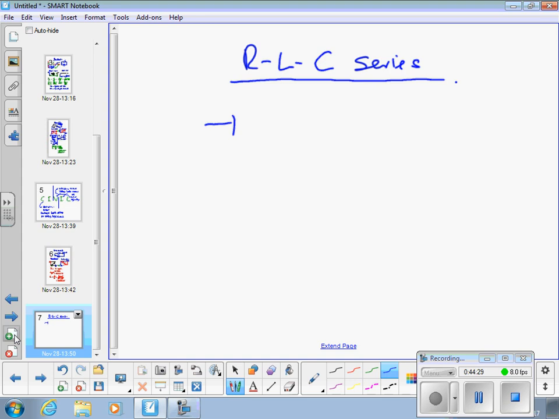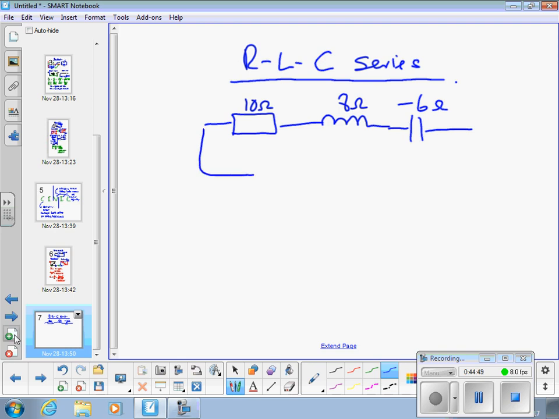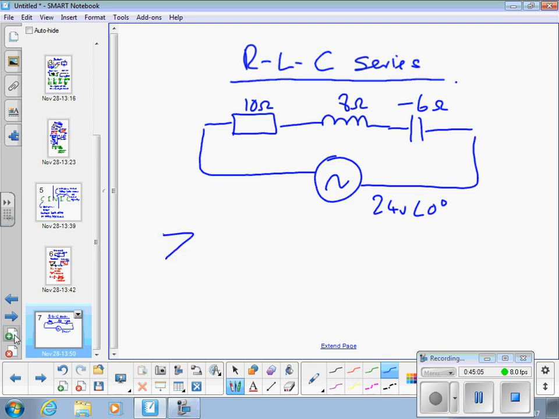So let's bring all our components together. 10 ohm resistor, 8 ohm inductor, minus 6 ohm capacitor, (24 volts, angle 0 degrees) supply. Okay. Expression for ZT.